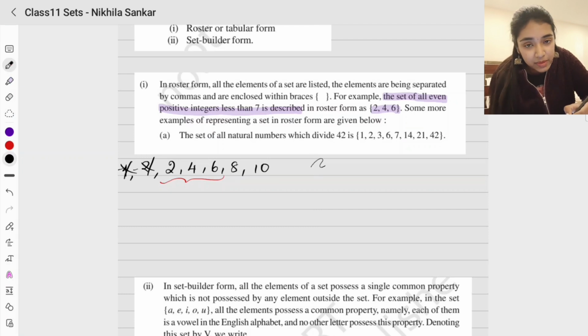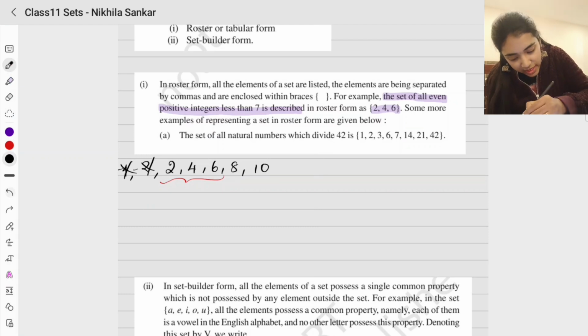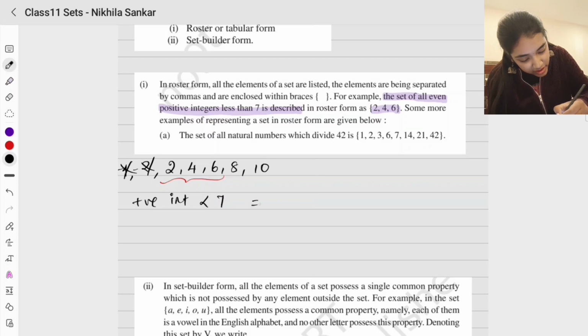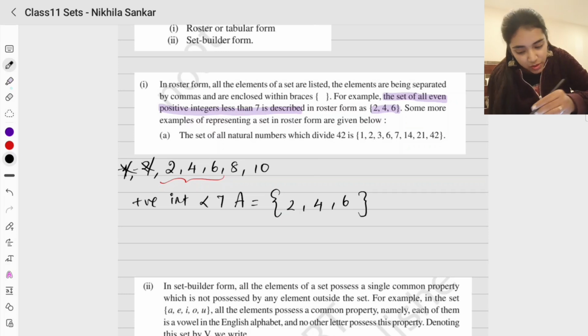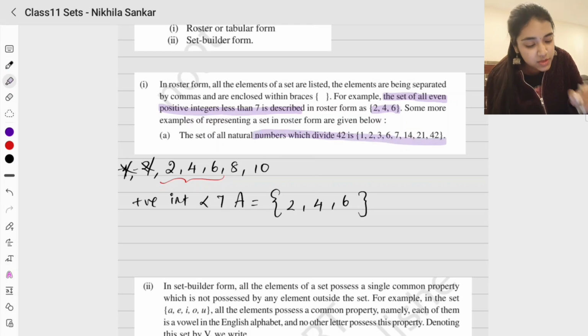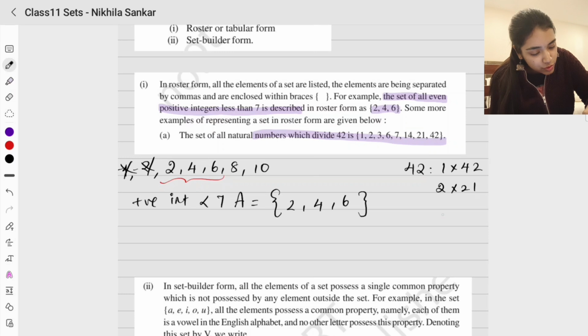So how do you write the elements which are less than 7? So elements positive integers less than 7 can be described in set A such that A is a set of all elements 2 4 6. Okay, இங்க இன்னொரு எக்ஸாம்பிளும் கொடுத்திருக்கு, set of all natural numbers which divide 42. இப்போ 42 எதெல்லாம் டிவைட் பண்ணோம், 42 is nothing but 1 into 42, then you have 2 into 21, then you will have 3 into 14, then you have 6 into 7. அப்போ என்னென்ன எலிமெண்ட்ஸ் எல்லாம் வருது, you will have 1 2 3 6 7 14 21 42.